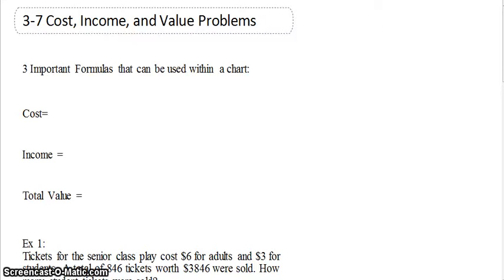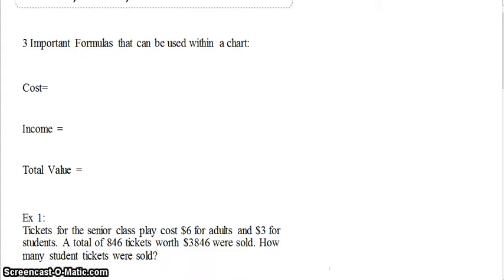Alright, so we're going to continue on with 3.7, which is cost, income, and value problems. These still involve charts, so hopefully it's on the same lines, but we're going to be dealing with more specific types of problems. Now, the three important formulas that can be used for these charts are cost, income, and total value problems. So let me just give you what they are.